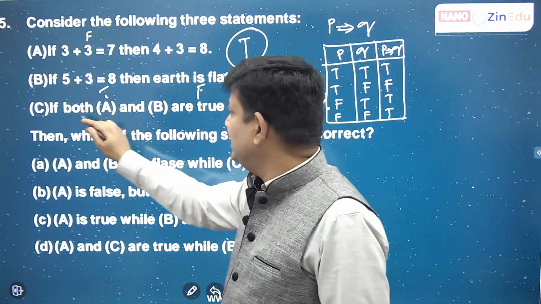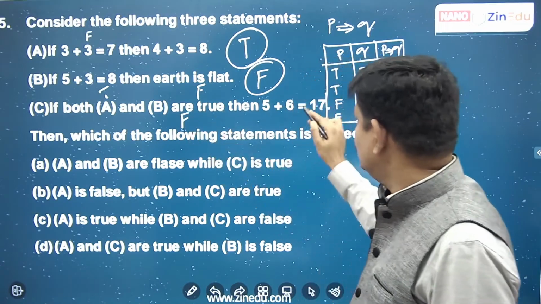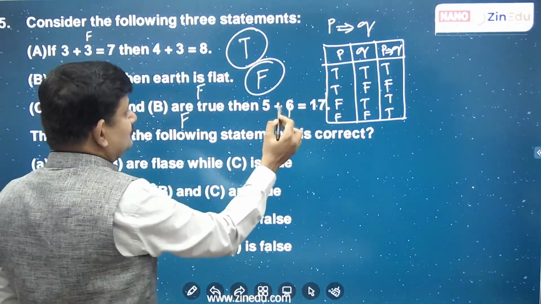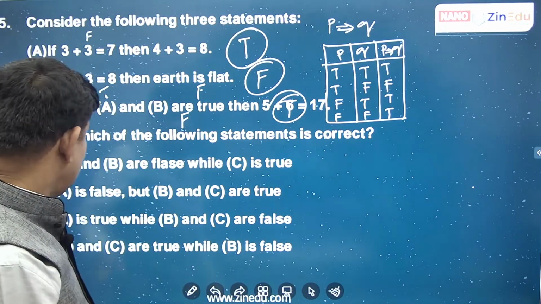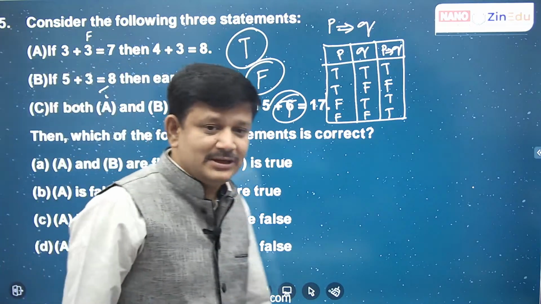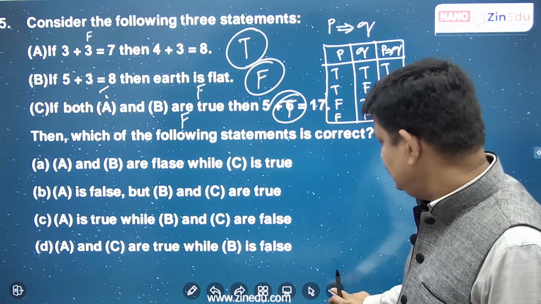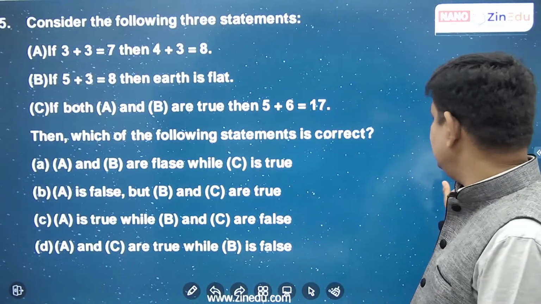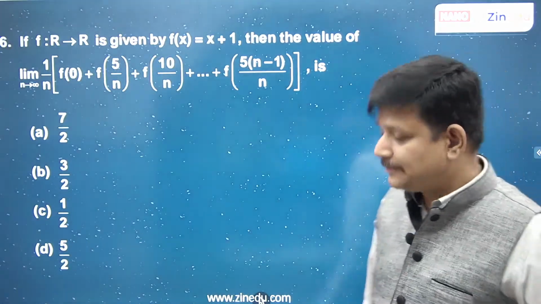If both A and B are true, A and B, are they true? False. This is false. So irrespective of the second part, the statement will be true. So which of the statements are true? A and C are true where B is false. A simple question, absolutely no calculations, just that you need to understand the P implies Q statement properly. That's it.